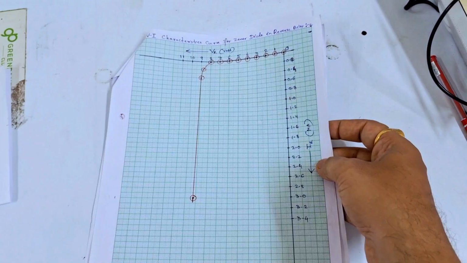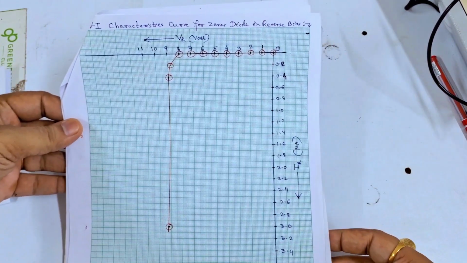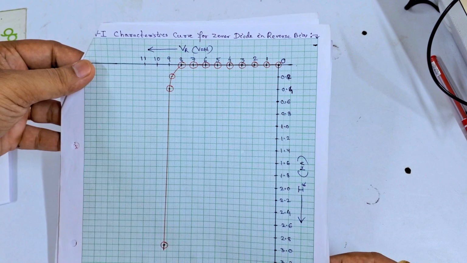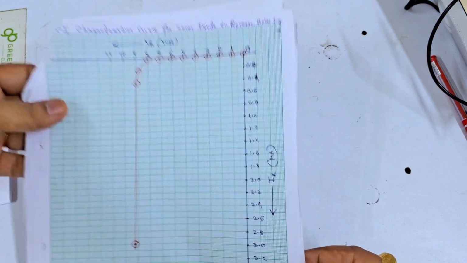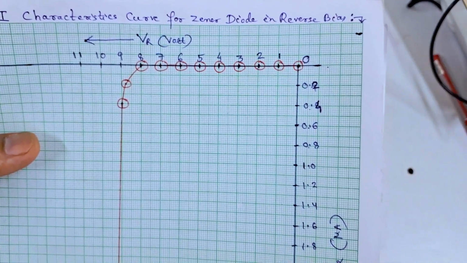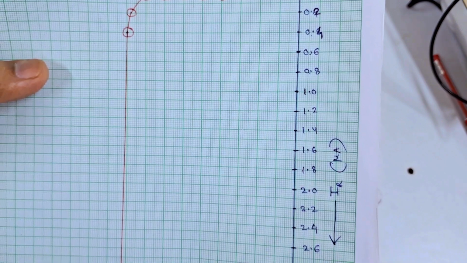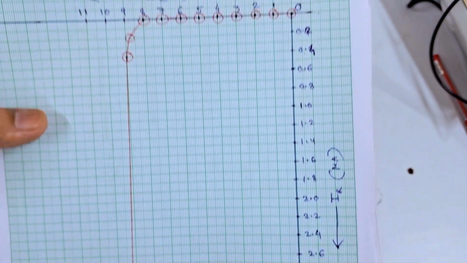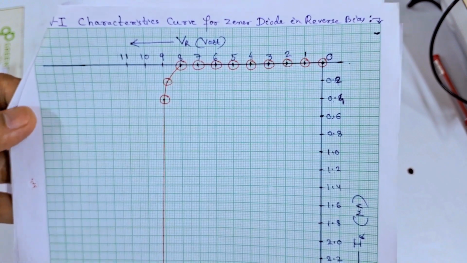Finally, you can see here I have obtained the VI characteristic curve for the Zener diode in reverse bias. This is the graph I have obtained from the 12 readings I have taken. Now our experiment is complete.